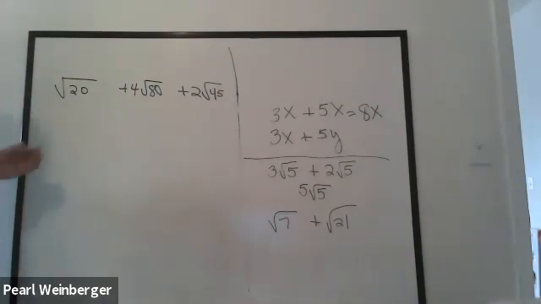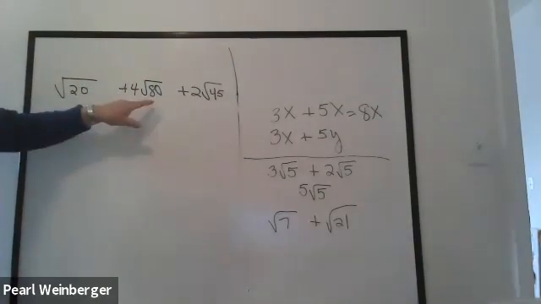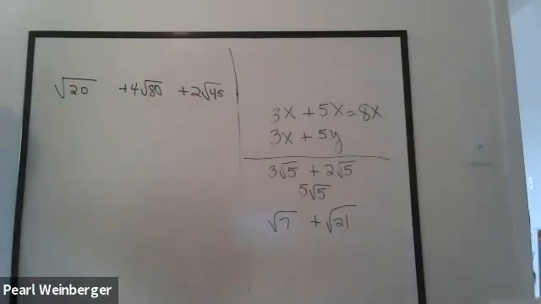They're not like radicals. This has a 20 in it, this has an 80, this has a 45. But we just learned how to simplify radicals. So the first step should be to simplify each of your radicals. And then go back and look if any of your radicals turned out to be like radicals.